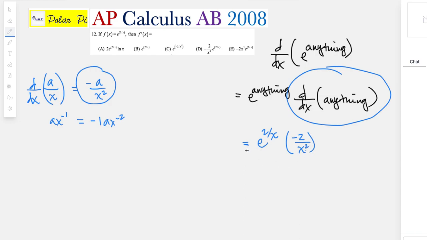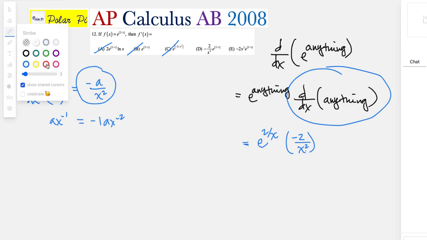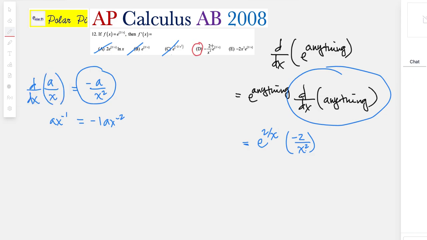And so we're looking for, first of all, a negative answer, so not any of these. Negative 2 over x squared, yeah. Okay, so no, I said in red, right? So let's stay consistent. Okay. So D. Yeah, okay, cool.